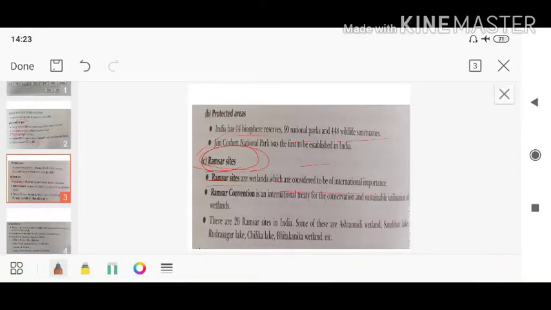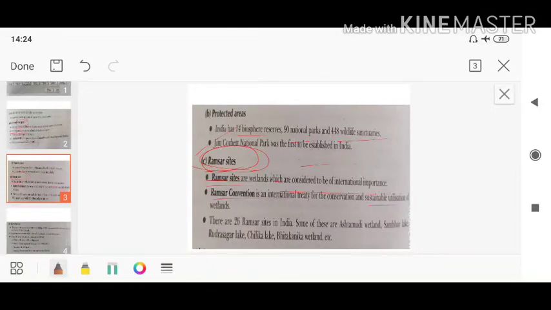The Ramsar sites. Okay, and this Ramsar convention is a treaty. An international treaty means many countries join together and sign, saying I will not be disturbing these wetlands. From these wetlands we are not going to get any profit, we are not going to disturb them. Okay, so like that they are signing the treaty. Why? In order to conserve, and if you are using any herbs or any material from the Ramsar site, it should be used in a sustainable manner. What do you mean by sustainable?